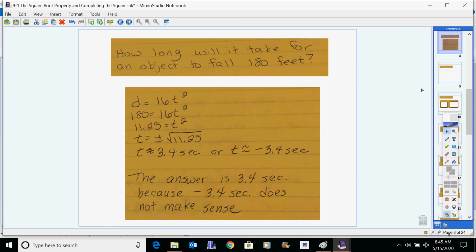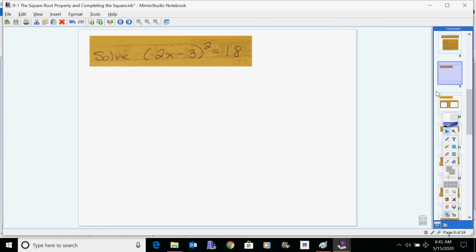And that's always a good thing, especially because you're going to be dealing with things in life. And when you have something in life and you figure something out, make sure that your answer makes sense in the context of the problem.